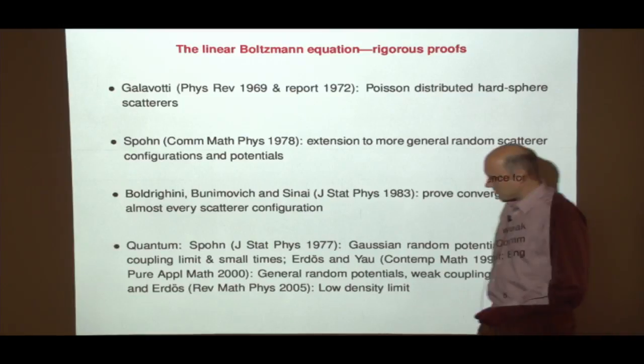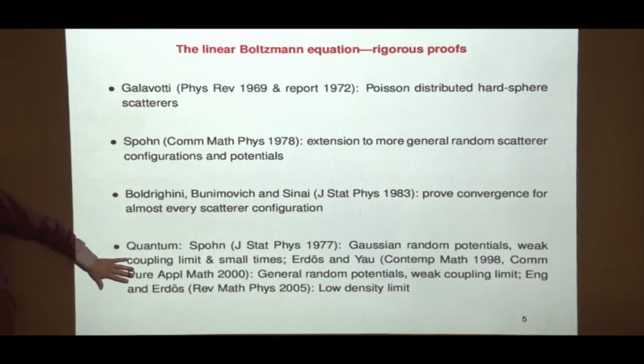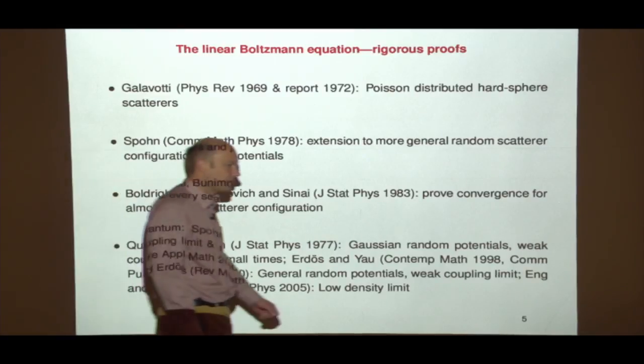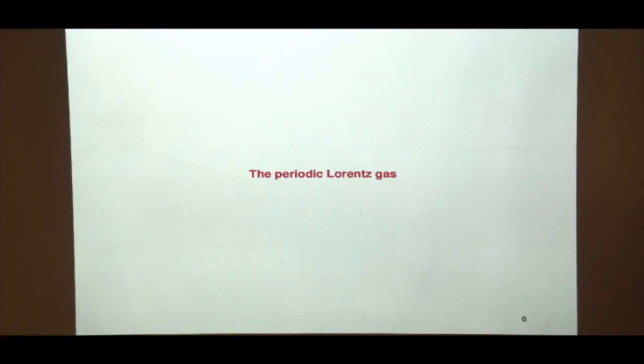There are papers that ask the analogous question in the quantum setting, and that's exactly what I'd like to generalize for what I'm going to show you today. Spohn, Erdős and Yau, and Eng and Erdős proved results here in the weak coupling limit, and what is of interest to us here is the low density limit. So when your scatterers are random, we get the linear Boltzmann equation. So the obvious question is, what happens when your scatterers are not a typical realization of a Poisson point process?